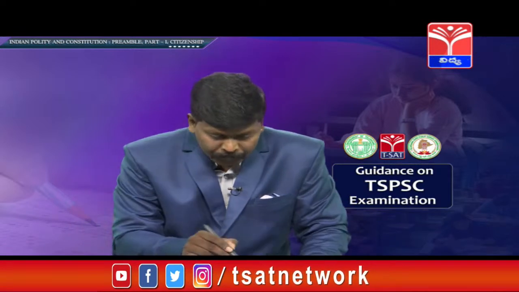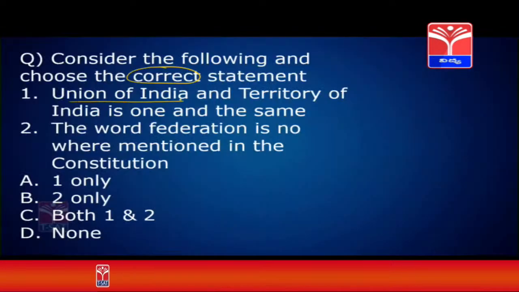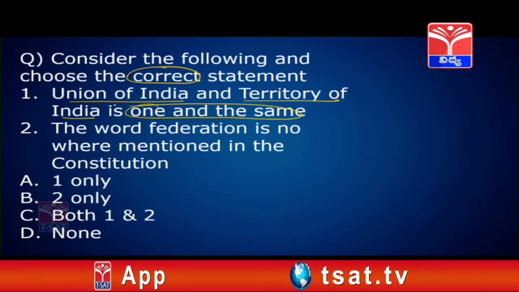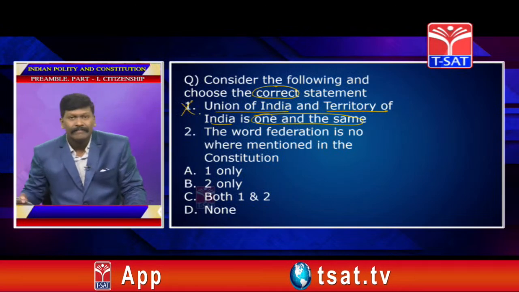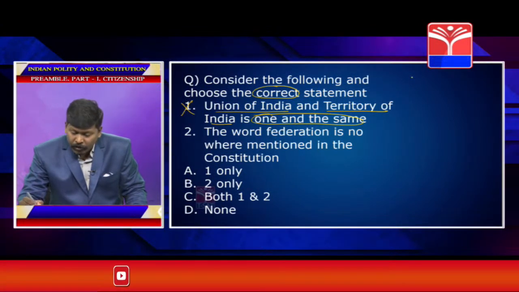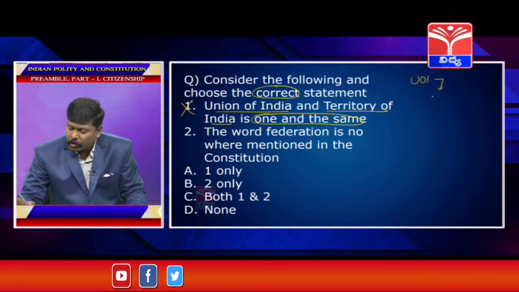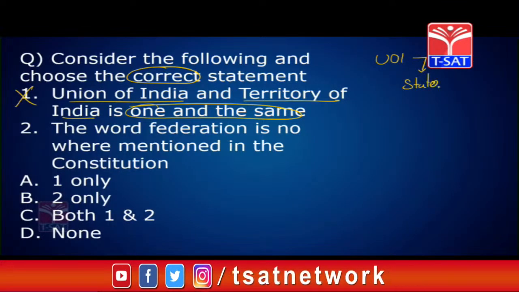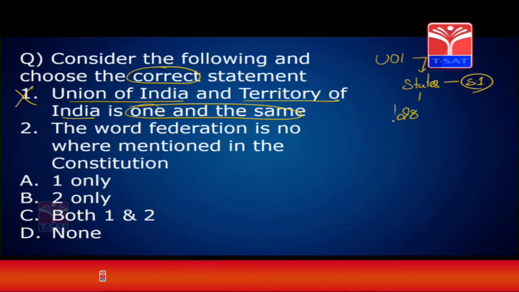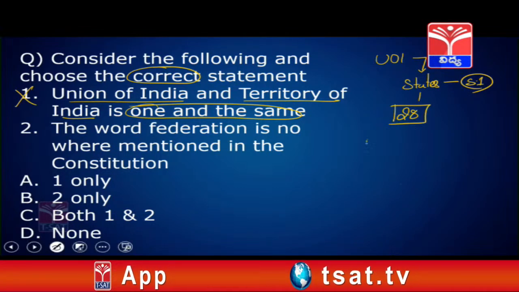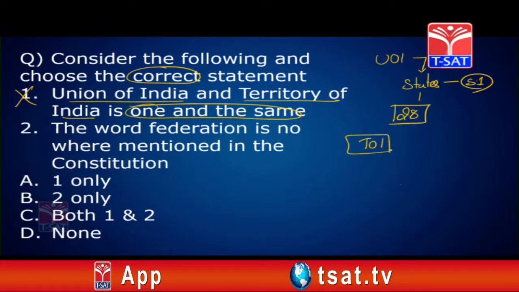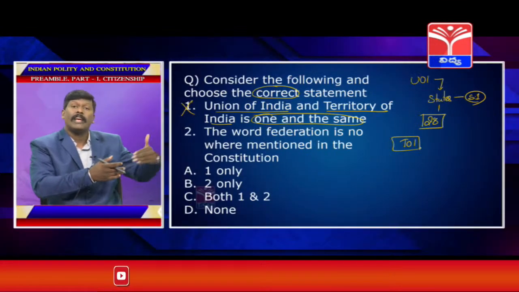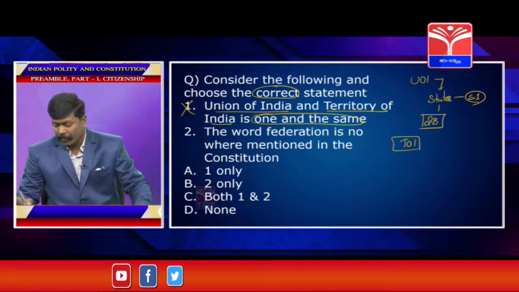Now look at this. Union of India and Territory of India is one and the same. Absolutely wrong. Because what is Union of India? We all know those states which are part of Schedule 1 of the Constitution. There are 28 states in India. Sir, what is Territory of India then? Territory of India is nothing but the extent of the geographical area of India.